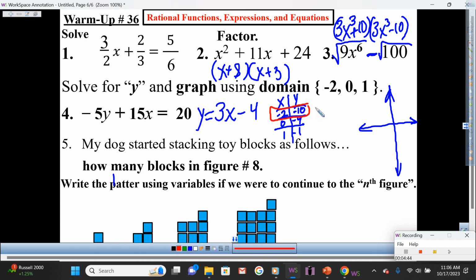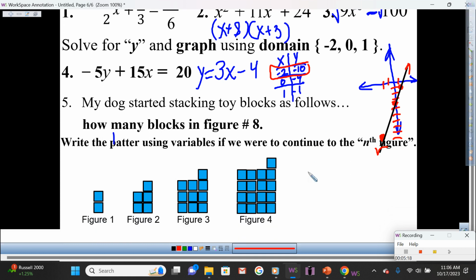First point is at negative 2, negative 10. 1, 2, 3, 4, 5, 6, 7, 8, 9, 10. So somewhere over here. 0, negative 4. 0, 1, 2, 3, 4. And 1, negative 1. There you go. Hands if you got something like that. By now the graphing should be coming along, okay?